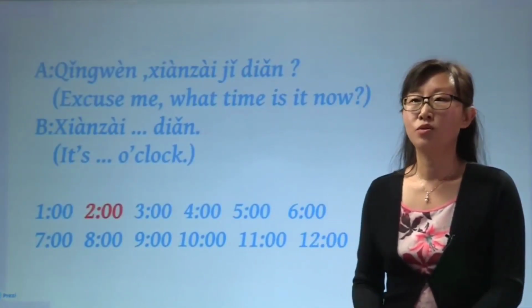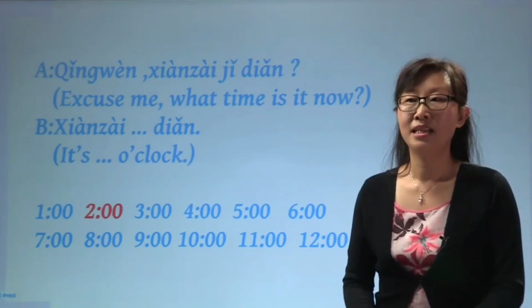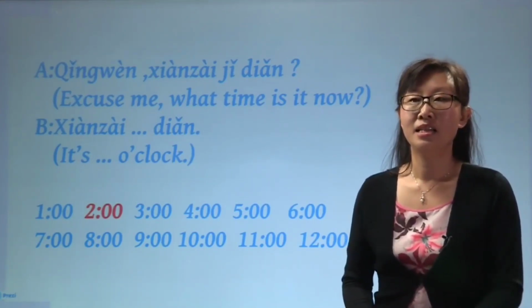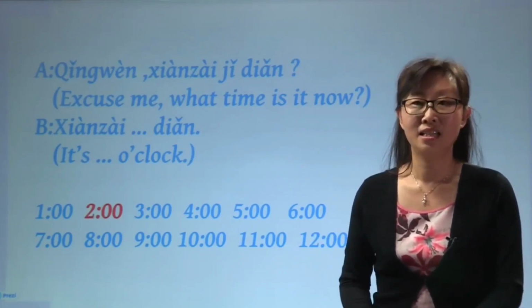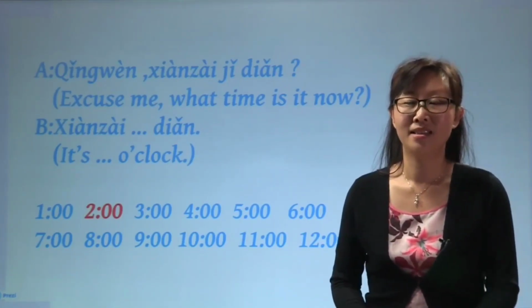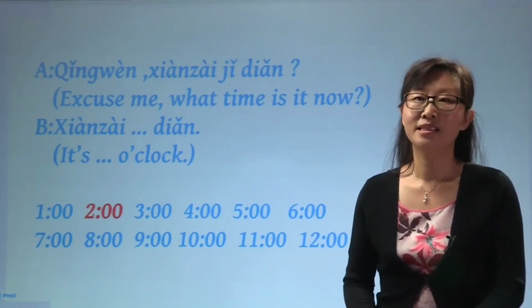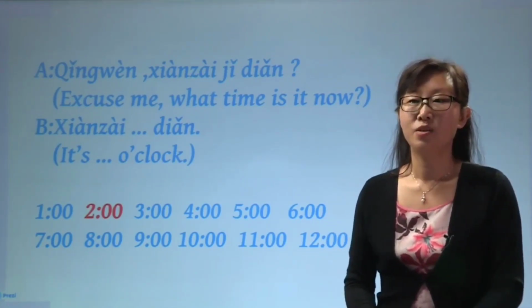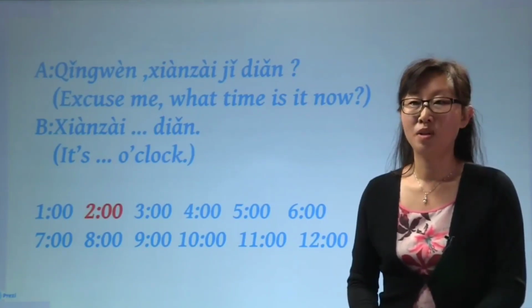And let's try to ask about the time. 请问现在几点？ And the answer will be 现在. For example, it's 1 o'clock now. You will say 现在1点. And what about 2 o'clock?